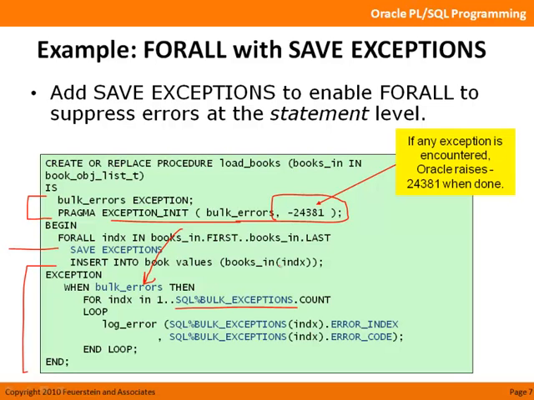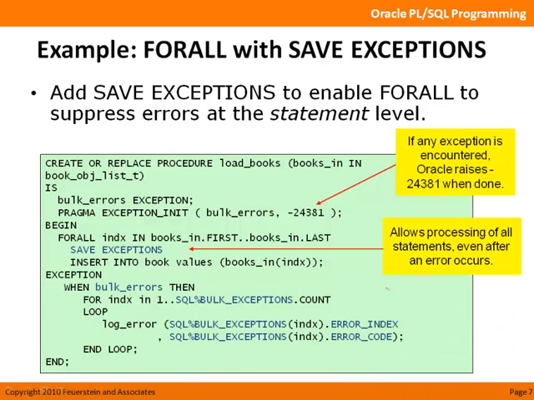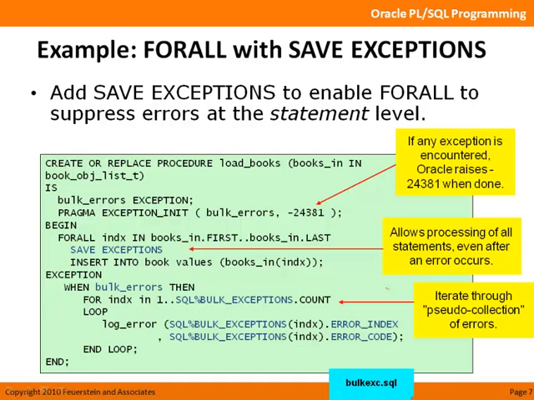But it's a collection of records. And there are 2 fields in the record, ERROR_INDEX and ERROR_CODE. The error index points back to the index in that array in which the error occurred. The error code gives me the error code that occurred when that statement failed. So those are the core pieces that you need to put together to make save exceptions work. Let's run an example and look in more detail at the kind of information you get out of bulk exceptions.